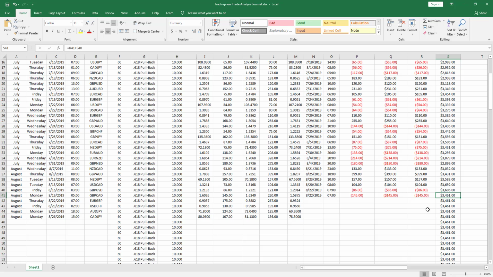$3,461. That's amazing. We're now officially profitable. Whether we maintain that profitability throughout the rest of the year, we don't know. But we are profitable right now.